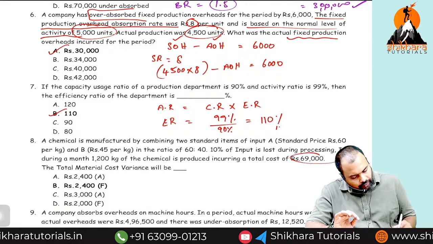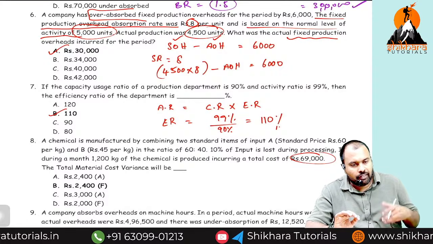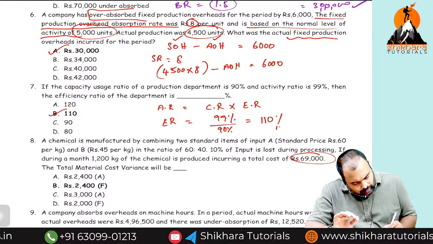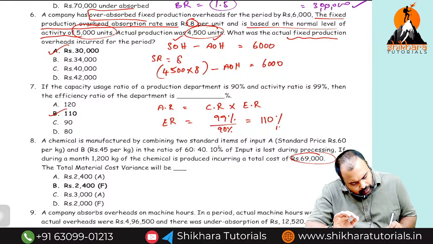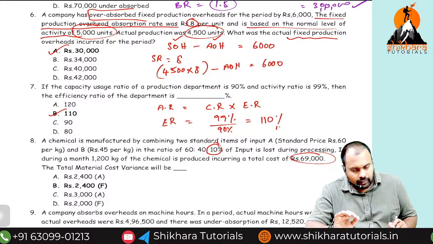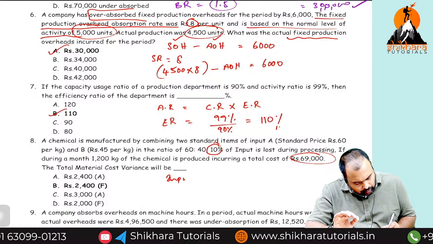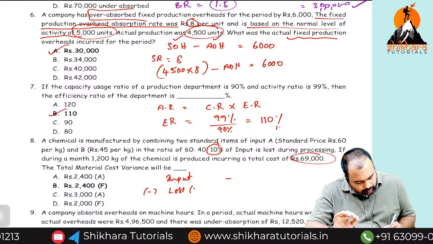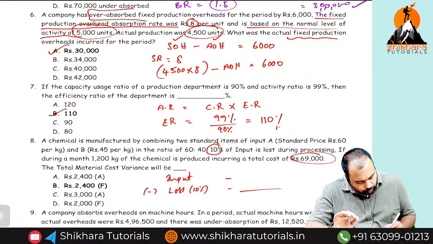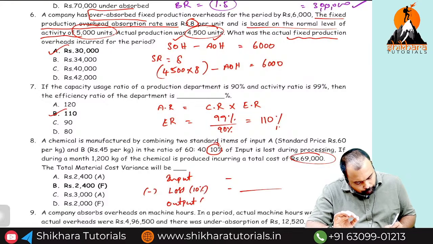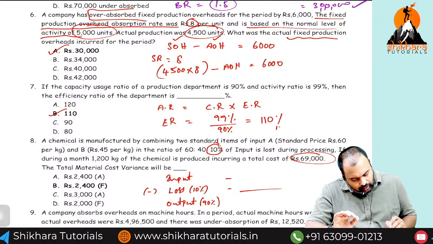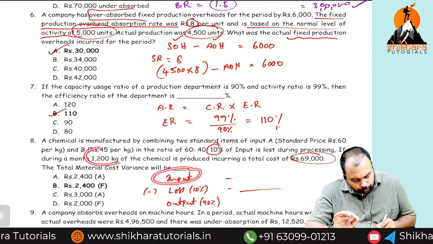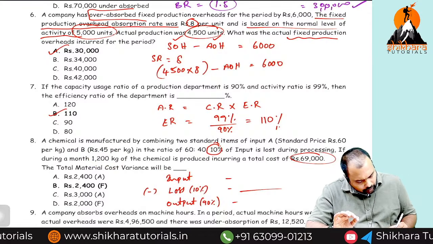Actual cost they have given. To find out the cost variance, we have to find out the standard cost. So let's find out the standard cost. They say that whatever input we give, 10% will be lost. It means whatever input we give, there will be a loss of 10%, and then we get the output. The output is nothing but 90%. As per standard, input should always be for actual output. So the actual output is 1200.